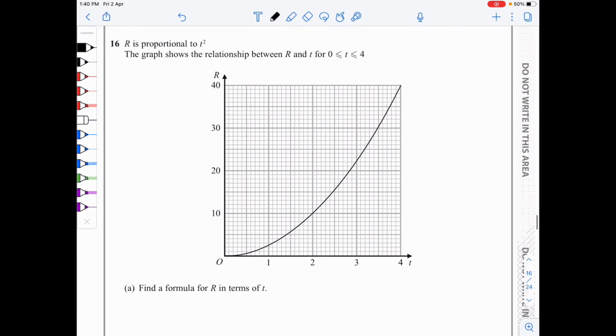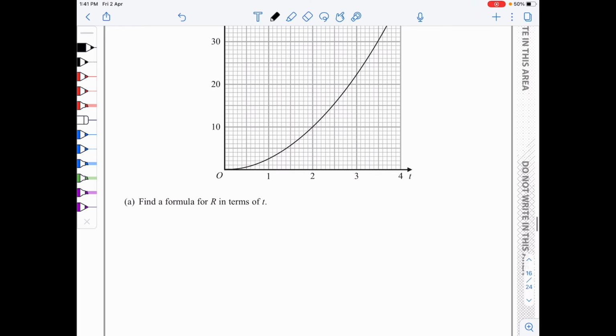In 16, we are told that R is proportional to T squared, and we need to find a formula for R in terms of T. Now, R being proportional to T squared means we can write it like that, and by introducing a constant of proportionality, we can convert that into an equation. R is KT squared. Now, this is not enough. We need to find K.